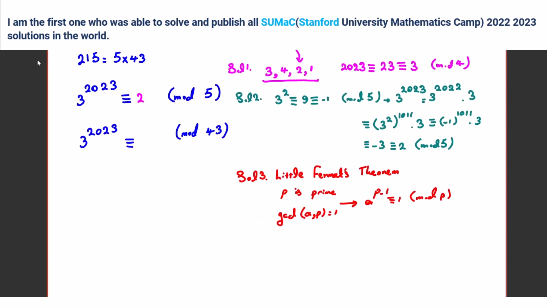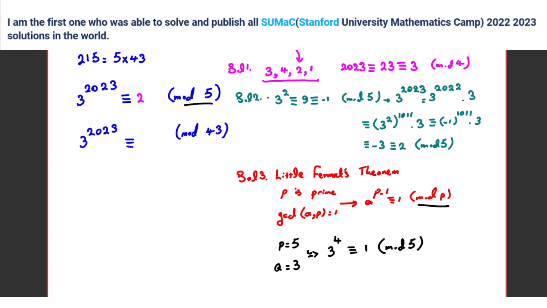Let me explain here. In our example, P is 5, since we want to find mod 5. A is 3. Do you agree we can conclude by Fermat's little theorem that A to the P minus 1 is 1 mod P? So 3 to the 4 is congruent to 1 mod 5, right?